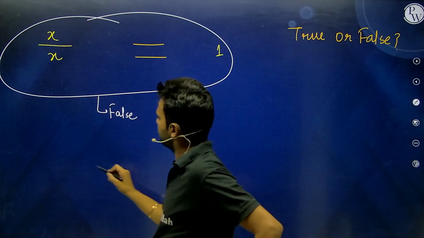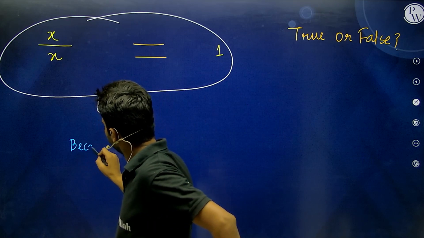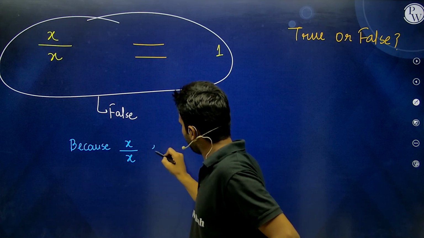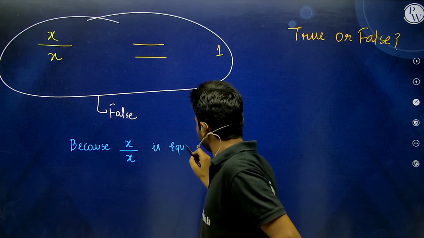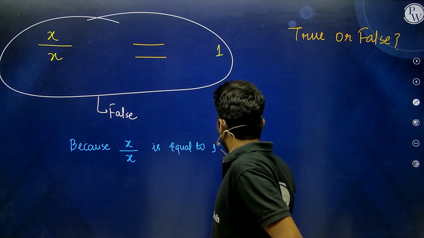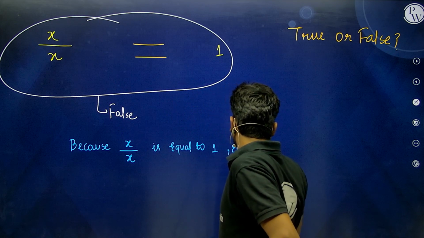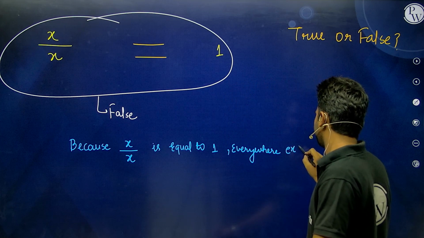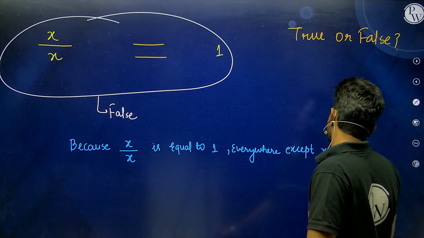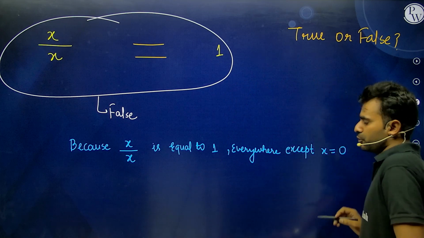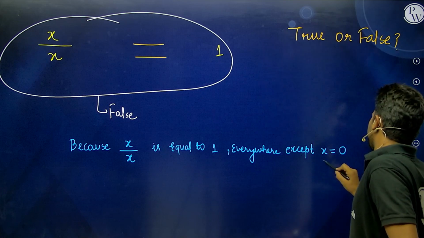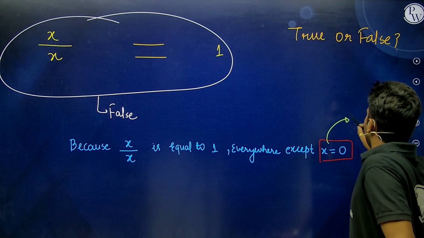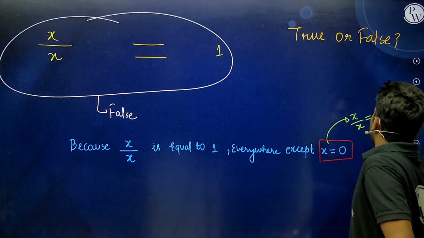Why? Because x by x is equal to 1 everywhere. Everywhere except x equal to 0. Except x equal to 0. What happens at x equal to 0? At x equal to 0, x by x becomes 0 upon 0.